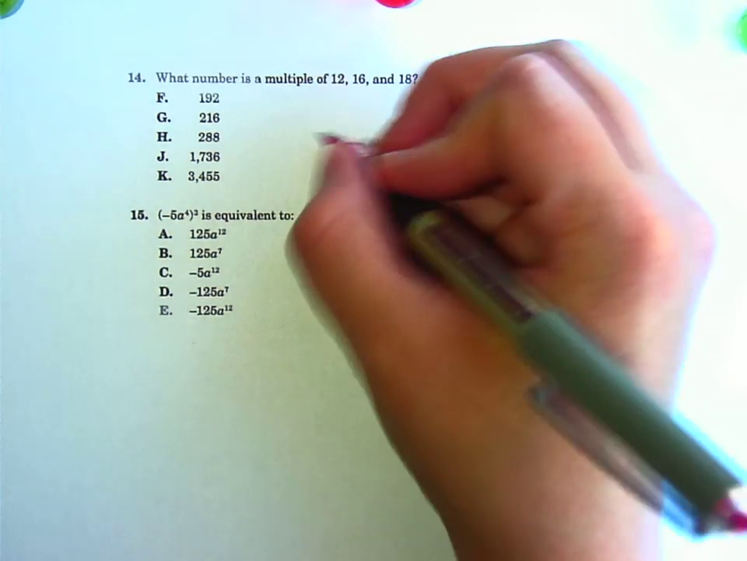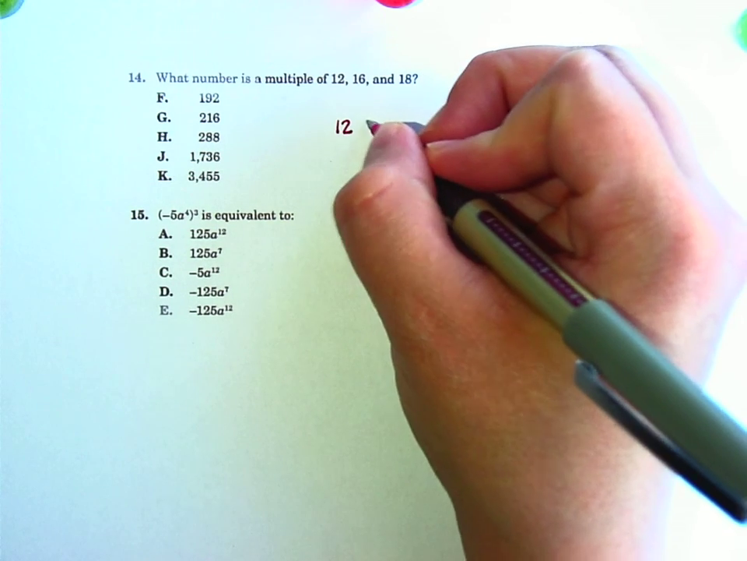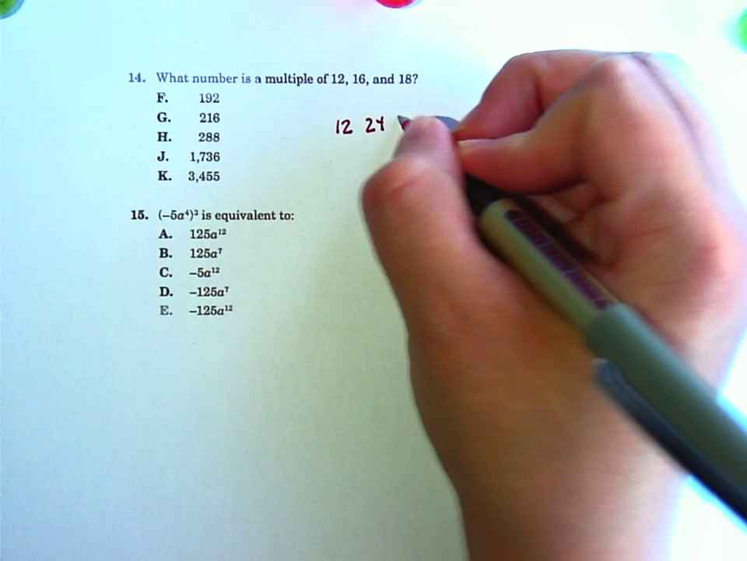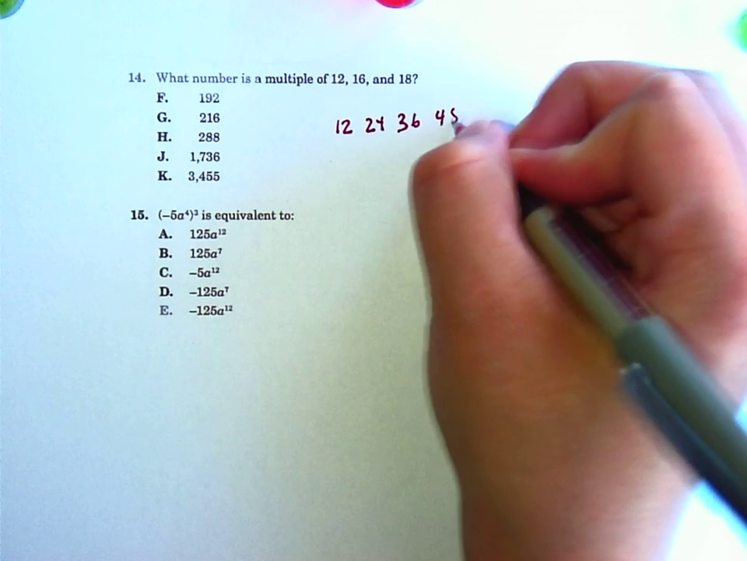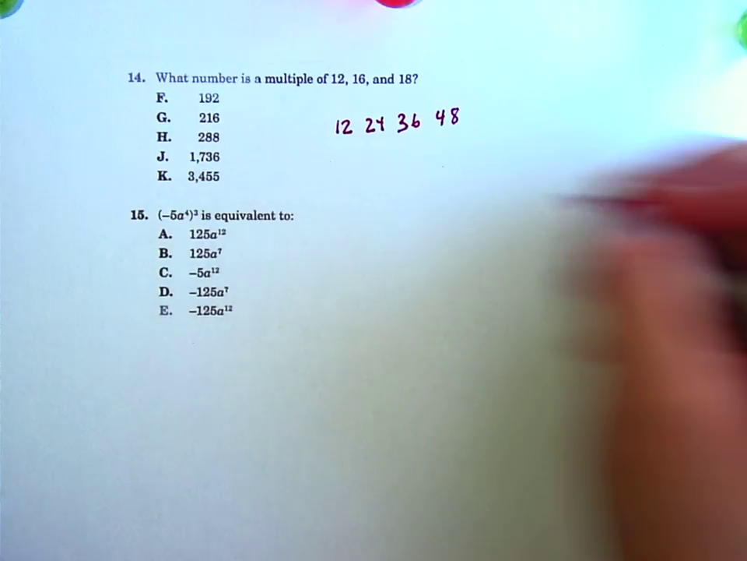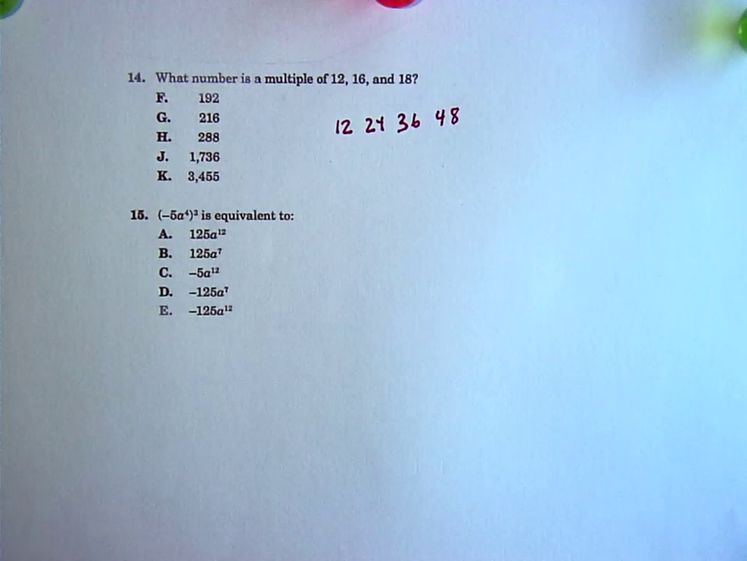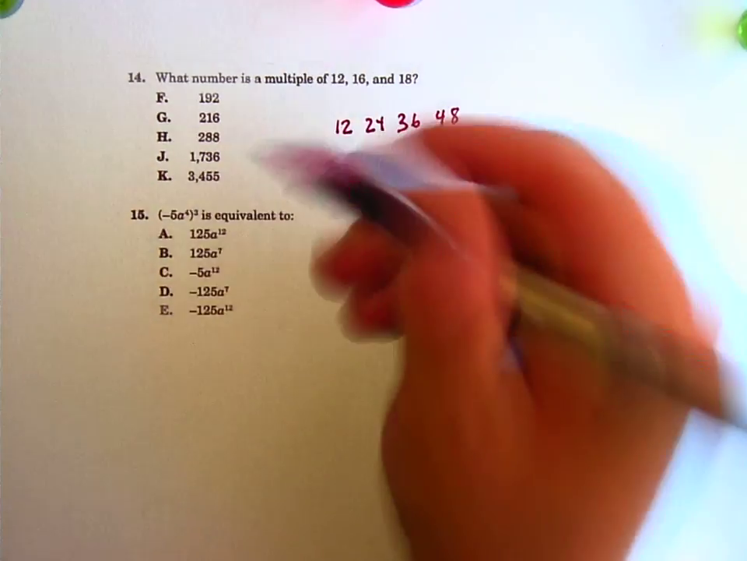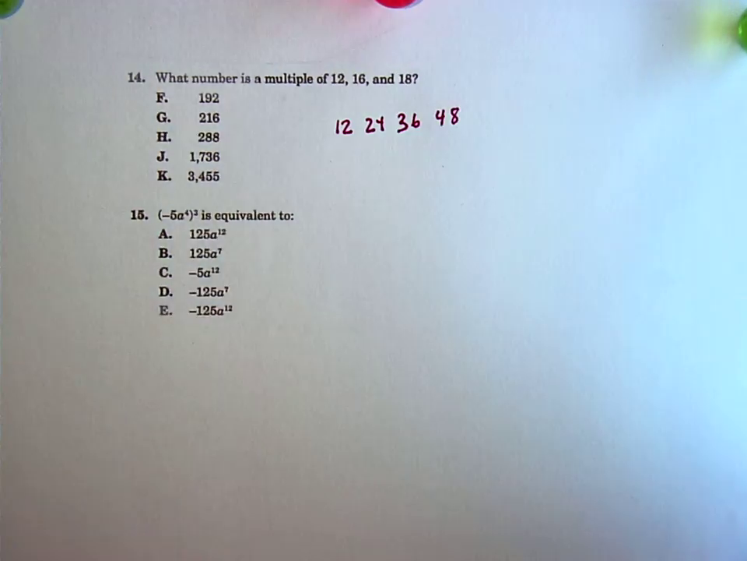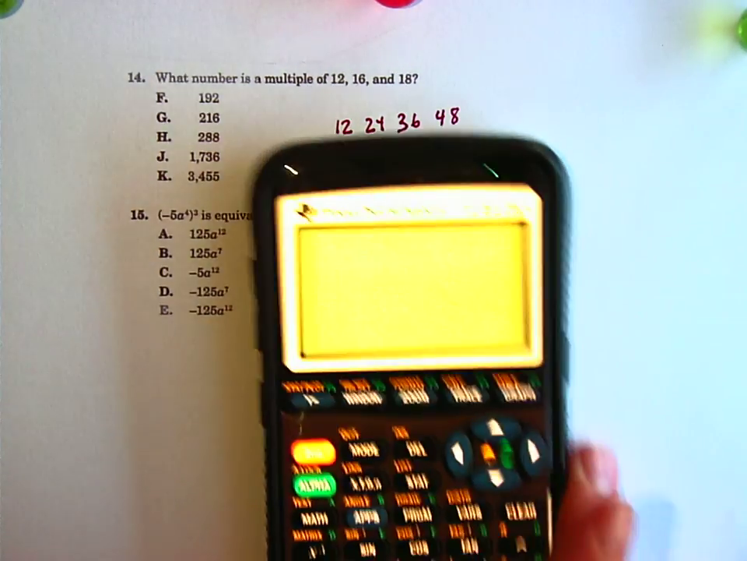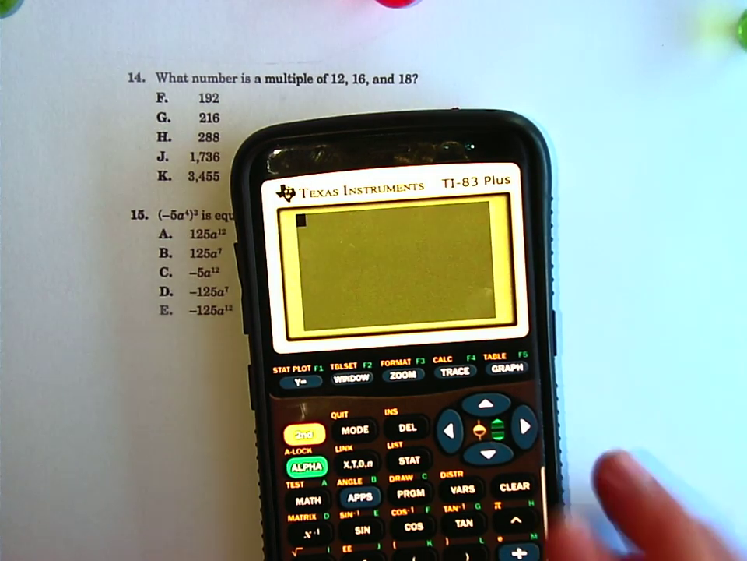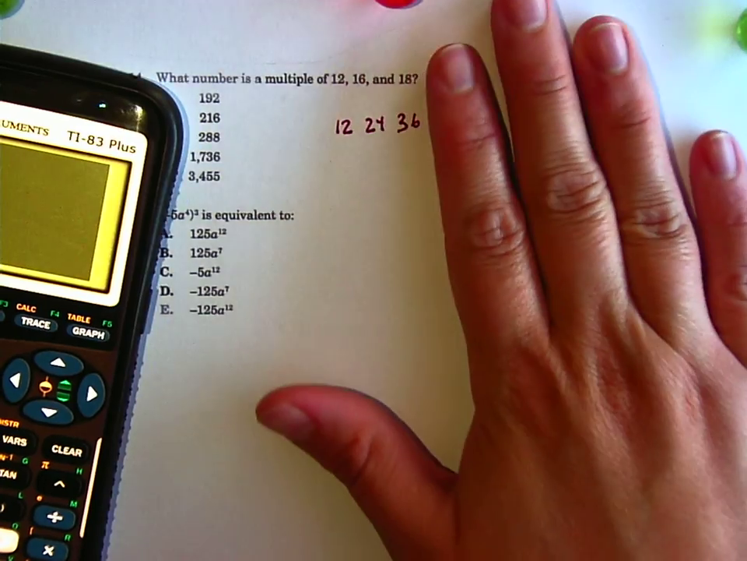I could just be like, okay, so there's 12, and then the next one is 24, and then there's 36 and 48, and I could start listing all the multiples of 12 and all the multiples of 16, all the multiples of 18, see where they intersect. Or you could just test these out, because that is way, way faster, and we are saving time because this is an ACT test. So, I am just going to go to the first one, which is 192.